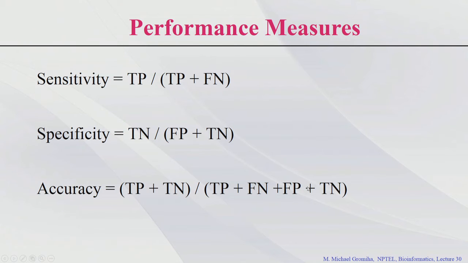So, this is the formula to calculate the sensitivity, specificity and accuracy. You can calculate sensitivity as true positive divided by true positive plus false negative, specificity is true negative divided by false positive plus true negative, and the accuracy is the number of correctly predicted data divided by the number of all data, right.